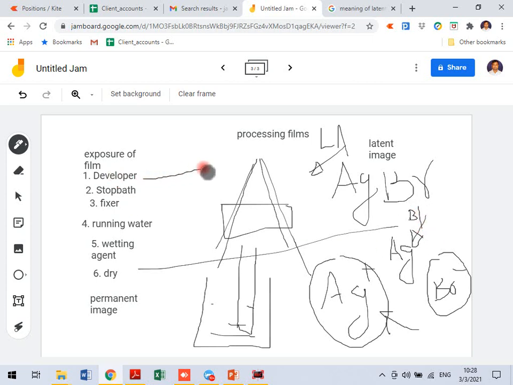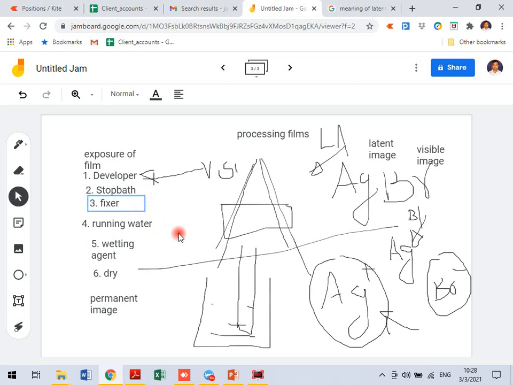Okay. Now, after developer, what happens? Can you see the image? Yes, we can see, but not clear. So this is called visible image. Now latent image is during exposure. This developer stage is visible image. You can see. No problem. Now, stop bath. Why do you go for stop bath? To stop the action of developing. Very good. Now, why do you go to fixer?